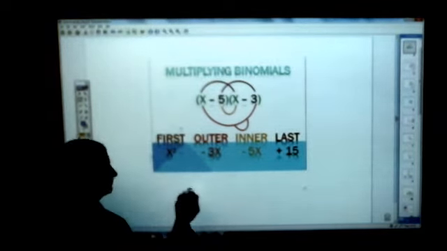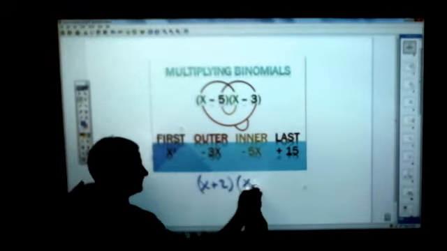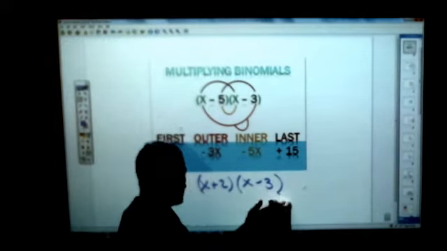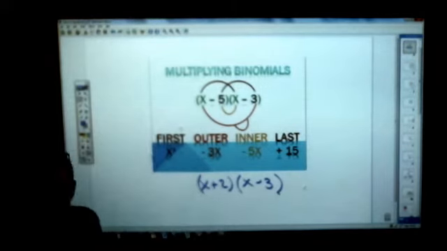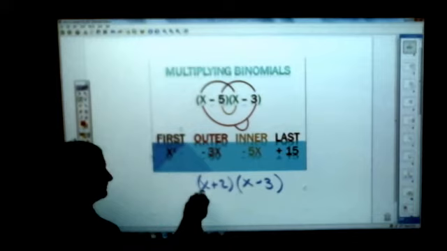Forget this for right now. We did like x plus 2 times x minus 3. Remember doing that? And the rule was to do what? Multiply every term of the first one by every term of the second one. Does that ring a bell to anybody? Was anybody awake at that point? Yes. Some of you, yes. Most of you know. Which looked like this.